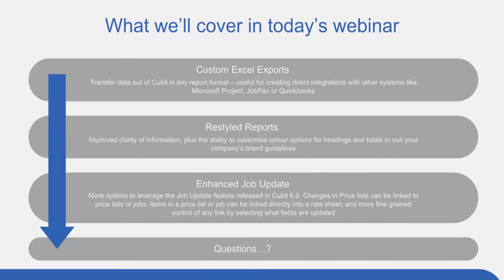Secondly, we'll be receiving feedback regarding the styling of the reports module. So the development team has refreshed the look of the Cubit reports. I'm sure you will love the improvements. And finally, I'll be taking you through the enhanced job update functionality, allowing estimators to leverage the job update feature released in Cubit 6 with more options now available. This feature is especially useful for custom home builders, project home builders, commercial builders, or anyone using price lists in Cubit, or any of our legacy programs like Offsider or Global.